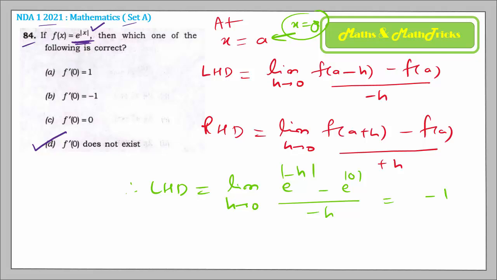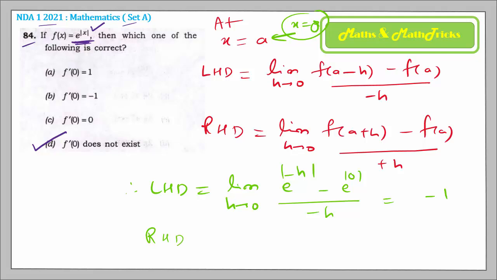Because e to the power mod of minus h is e to the power h, and then e to the power h minus 1 upon h. You remember this result on limits: e to the power x minus 1 upon x as x tends to 0 is 1. So using that result, you are getting this LHD as minus 1.